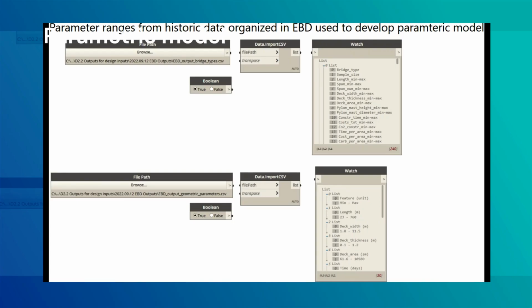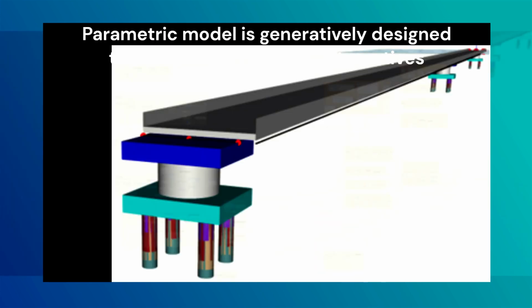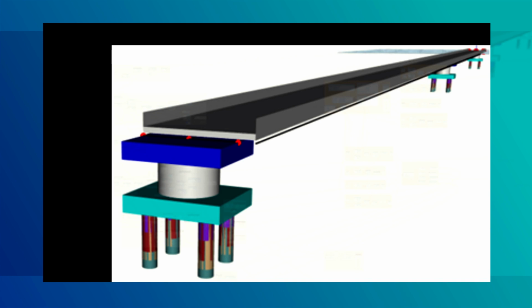The geometric extents are used to develop a parametric model for a similar project type. Safety in design is improved since unsuitable parameters are eliminated.